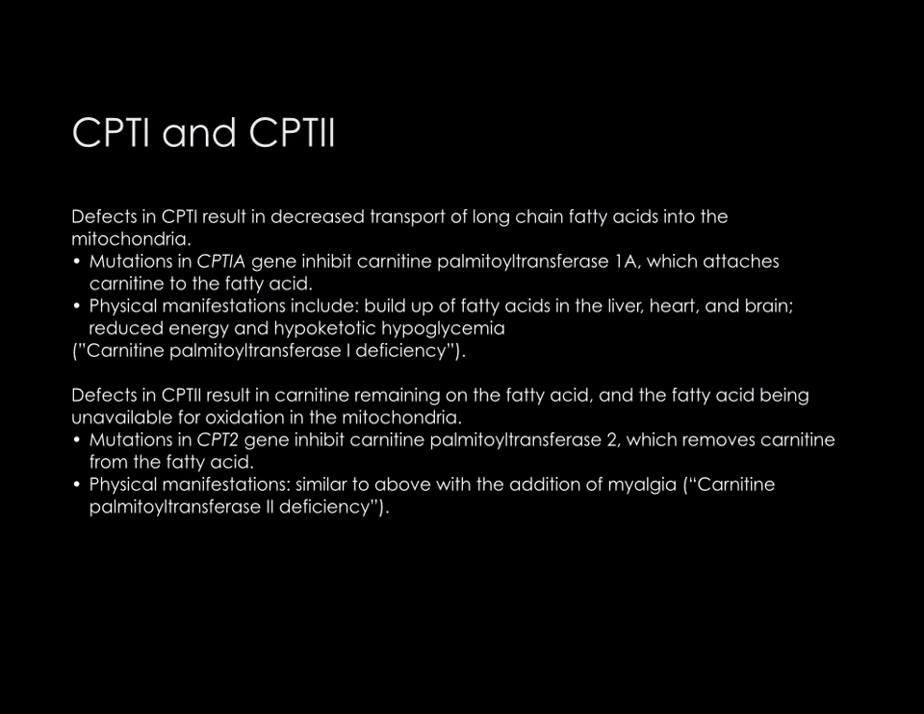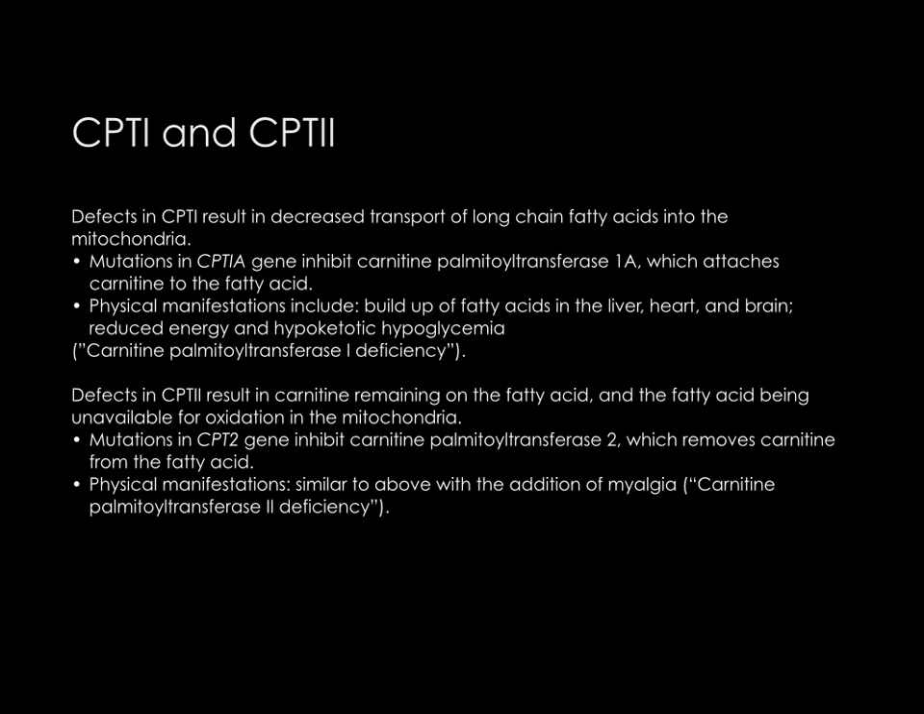So there are two forms, like I said, CPT1 and CPT2. Now, defects in CPT1 are going to result in a decreased transport of those fatty acids into the mitochondria. In other words, those long-chain fatty acids aren't even going to cross the outer mitochondrial membrane. These mutations can occur in the gene CPT1A, and that's going to mean that the carnitine palmitoyltransferase 1A is inhibited. So carnitine is not even going to be attached to the fatty acid.